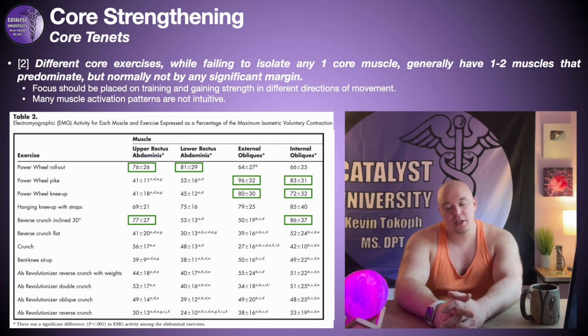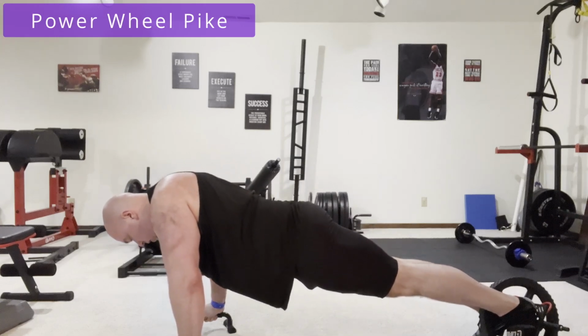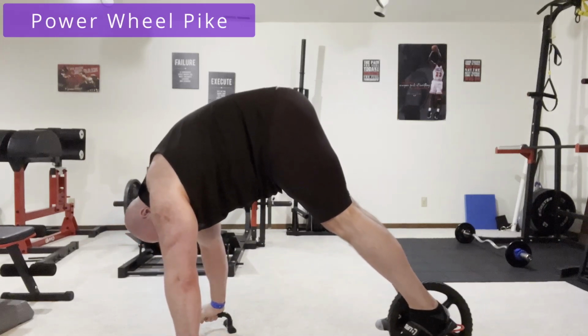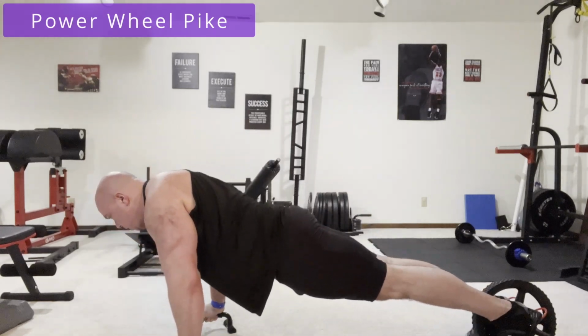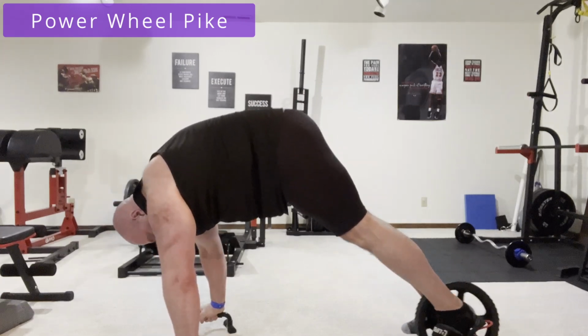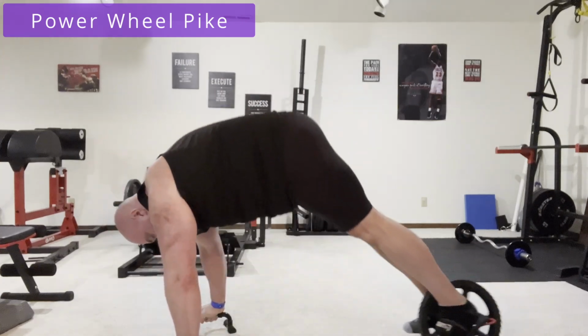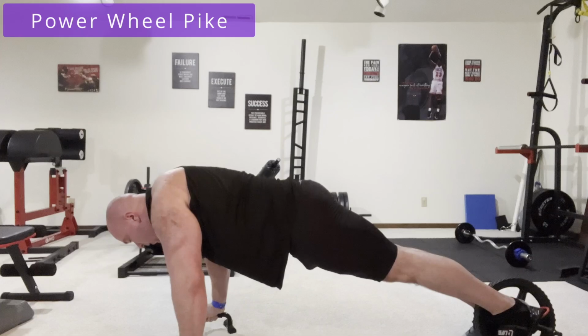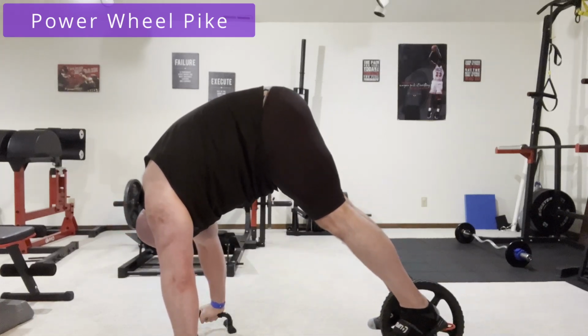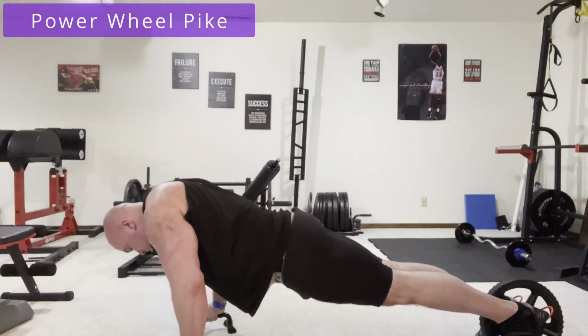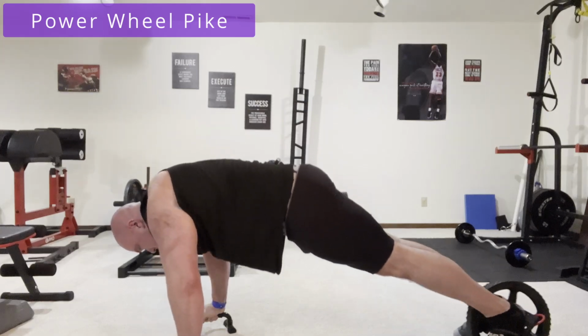So, is this an isolation exercise for the rectus abdominis? Absolutely not. There's no such thing as a core isolation exercise, but it does get a little bit more rectus abdominis, okay? Now on to the second exercise. This is the power wheel pike. Now, the power wheel pike is very similar to the rollout with one major difference. In the rollout, the wheel is essentially being held by your hands. So your legs are static, whether you're on your feet or your knees, and your arms are moving back and forth. So legs static, arms mobile.